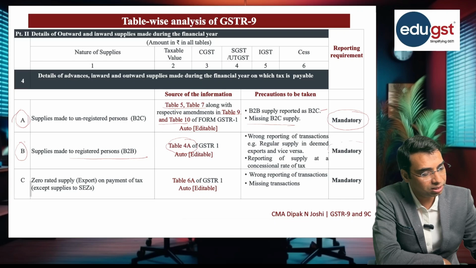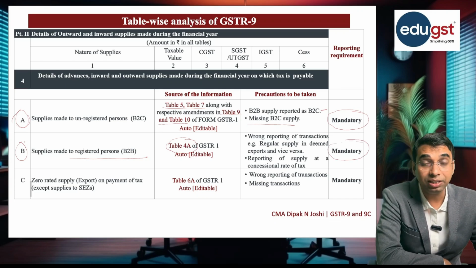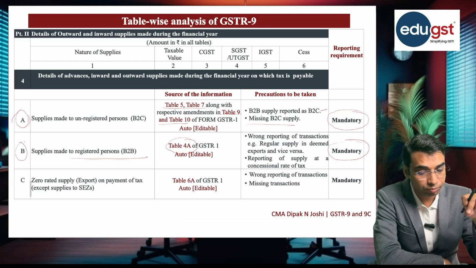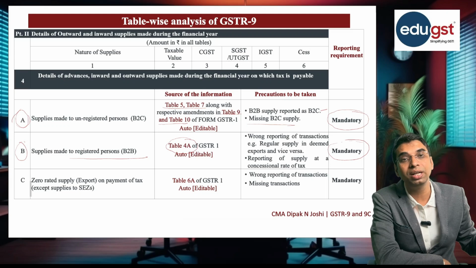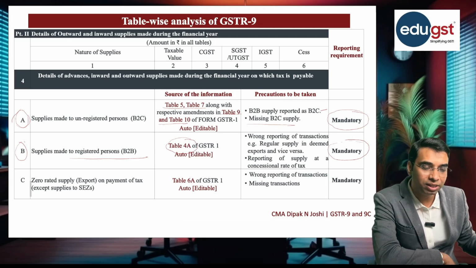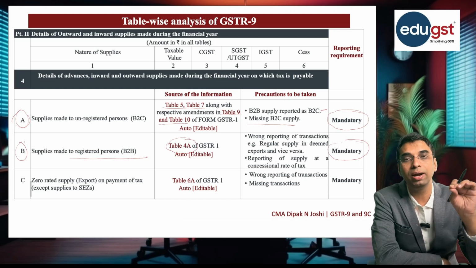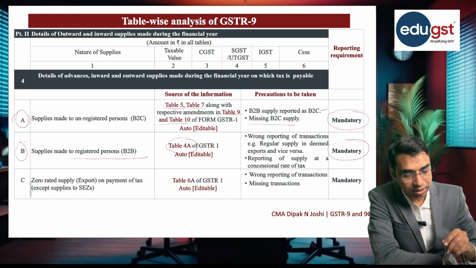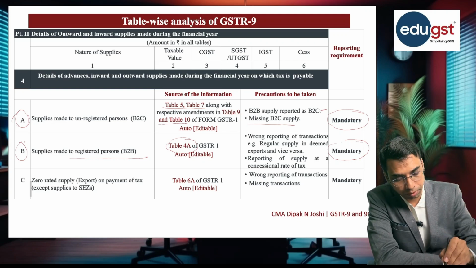Again, this table is mandatory, there is no relaxation. In this case, you need not report debit or credit note here in table 4B because separately a table is given below. So for debit credit notes or amendments there is a separate table below. There you can report your amendment. Here you just require to report information of invoices, supplies made to the registered person.